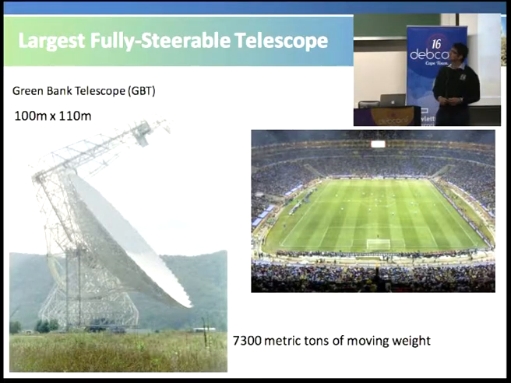The problem with this sort of approach is you can only build these things so big, so you sort of run into a sensitivity problem eventually. And the largest fully steerable telescope in the world is the Green Bank Telescope. It's about 100 meters across, weighs 7,300 tons. To kind of put this in perspective, imagine picking up a football stadium and turning it around at the sky. That's the size of these things. And in fact, it's a problem because the thing weighs so much, when you move it around, its own weight deforms the surface. So you have little motors that actively correct for the surface deformation.